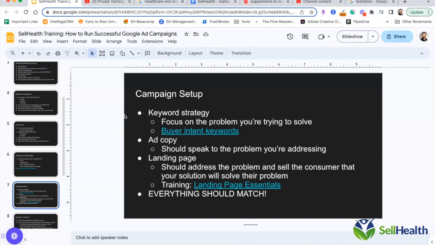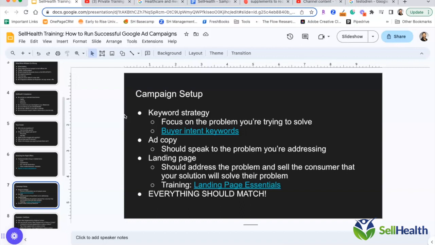So we talked about your keyword strategy, we talked about your ad copy, and we talked about your landing page. Everything needs to match. Your keywords need to be focused on the right person, right? So when it comes to setting up your pay-per-click campaigns, everything needs to match.